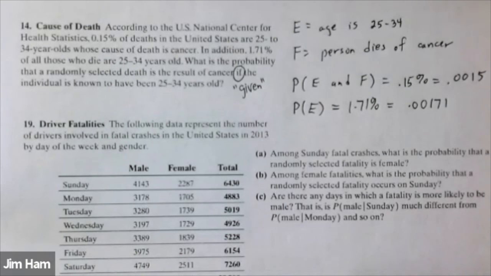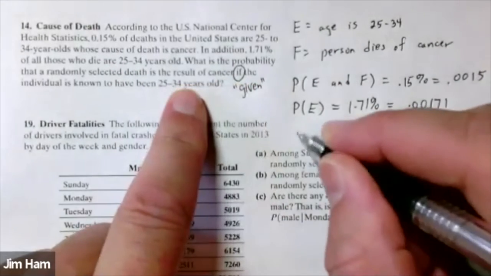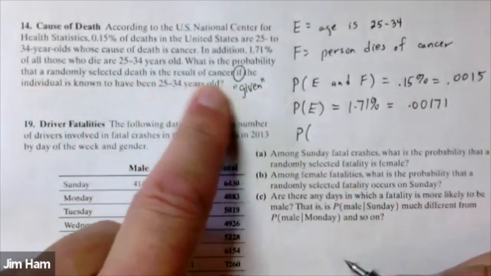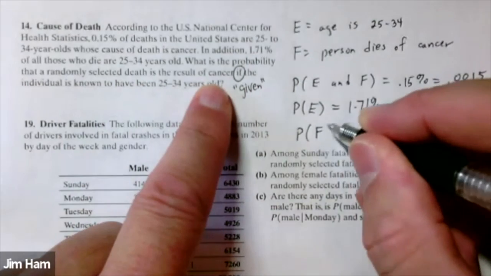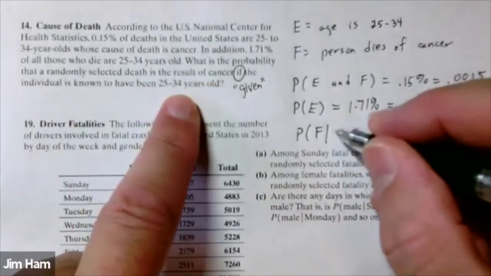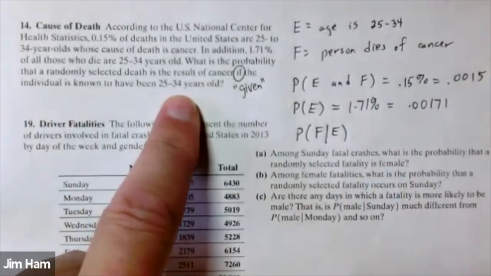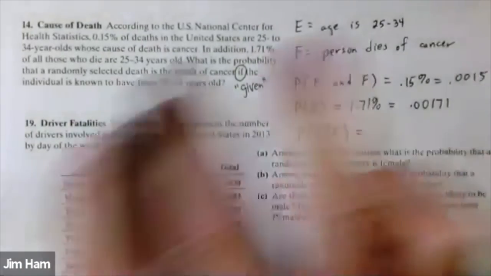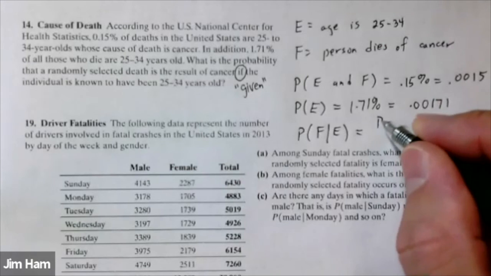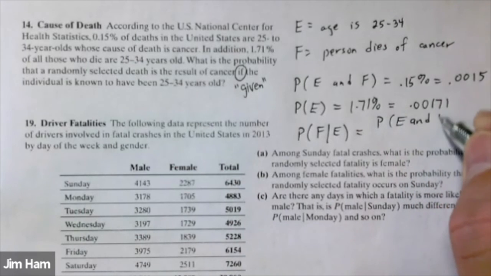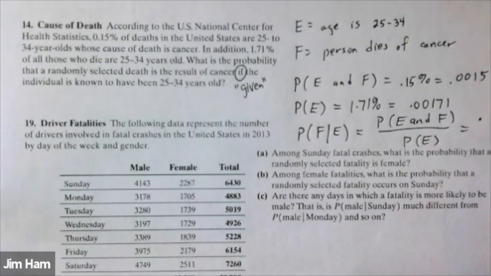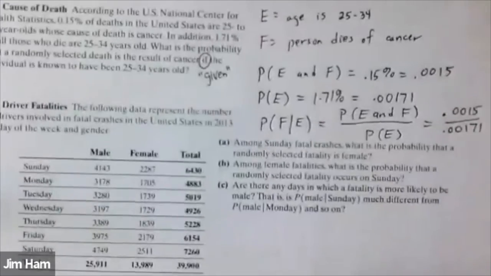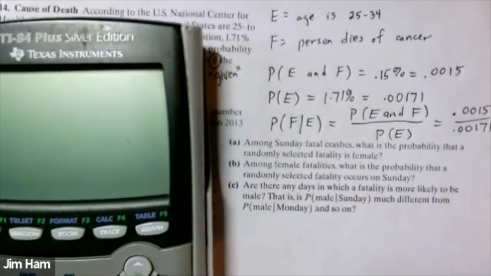And I guess we're out of time, so let me just finish up this one. The probability that they're asking for is that the result is cancer, the person dies of cancer, F, given that the individual is known to be in the 25 to 34 age range, E. So it's just a matter of picking the pieces out, and then we have the probability of E and F on the top. We're just going to write down the formula divided by the probability of E, and those two probabilities are exactly the two that they gave us in the problem. So you get your calculator out and divide those two numbers, and the result is the answer to the problem.